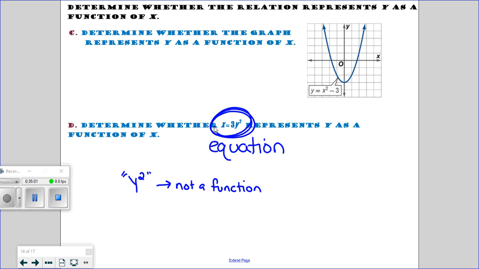An x squared is fine, right? We saw an x, this is an x squared, totally a function. Y squared, not a function. Go back to those conic sections. Didn't all of those ellipses and hyperbolas and circles all have a y squared somewhere in their formula for the equation? None of those are functions, right? So y squared is the key to make an equation not a function. Any questions?